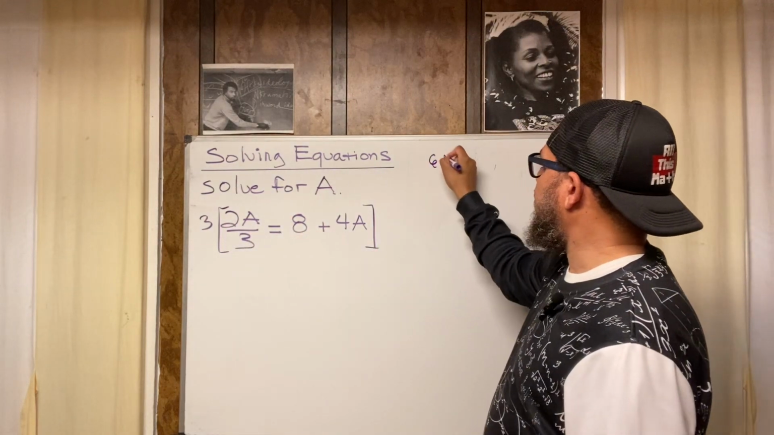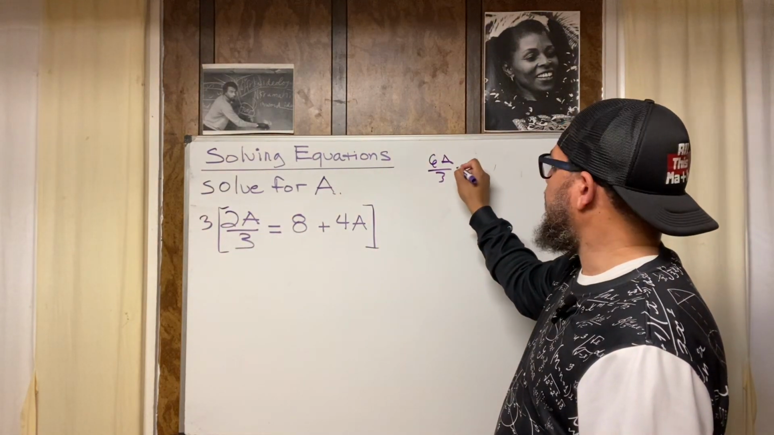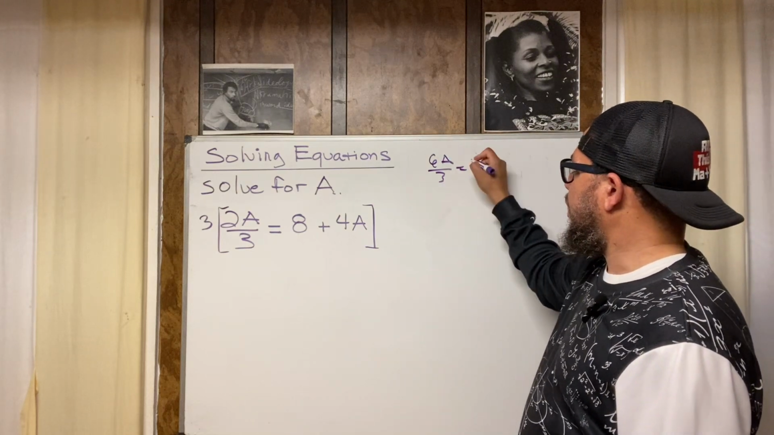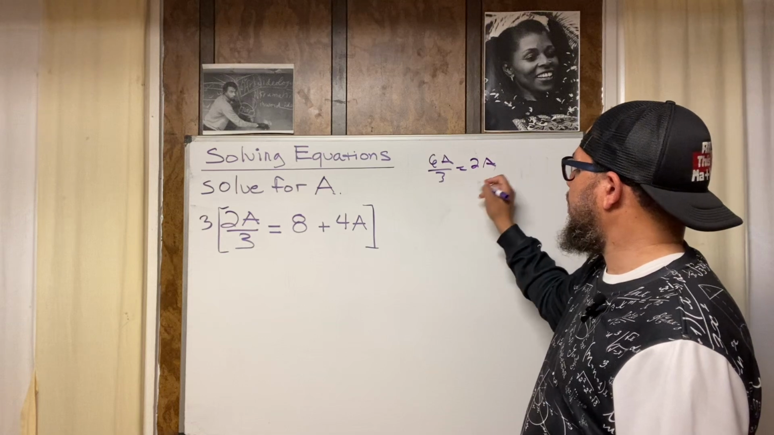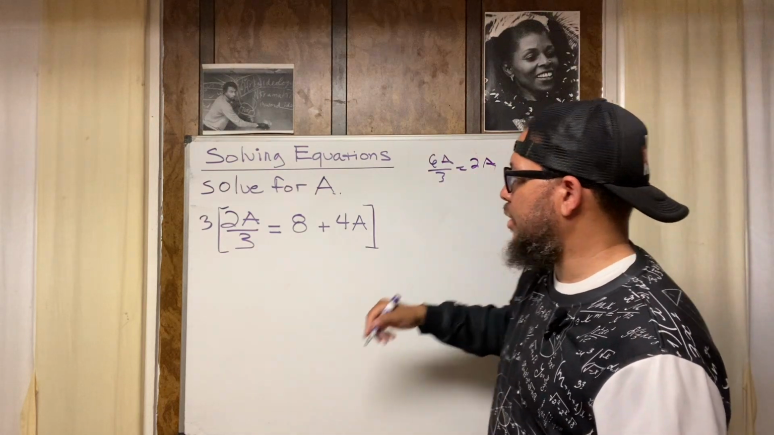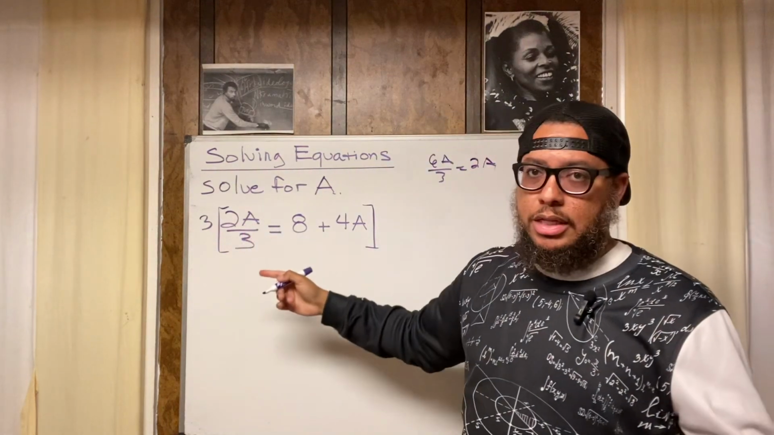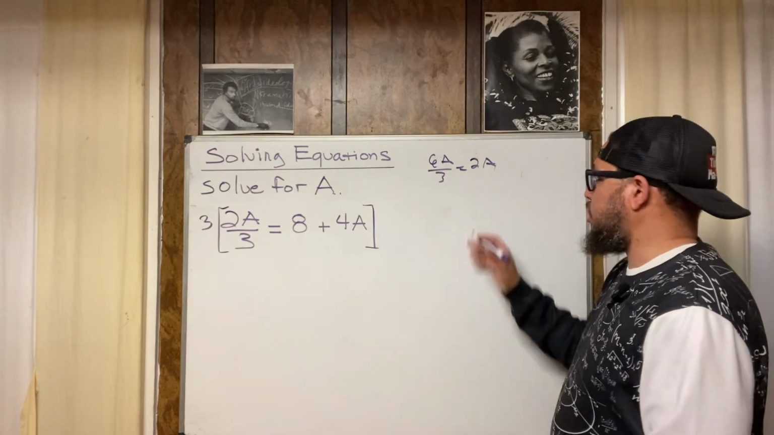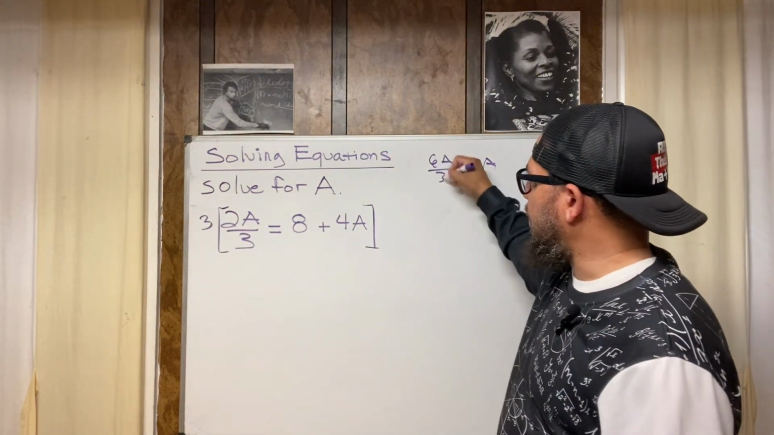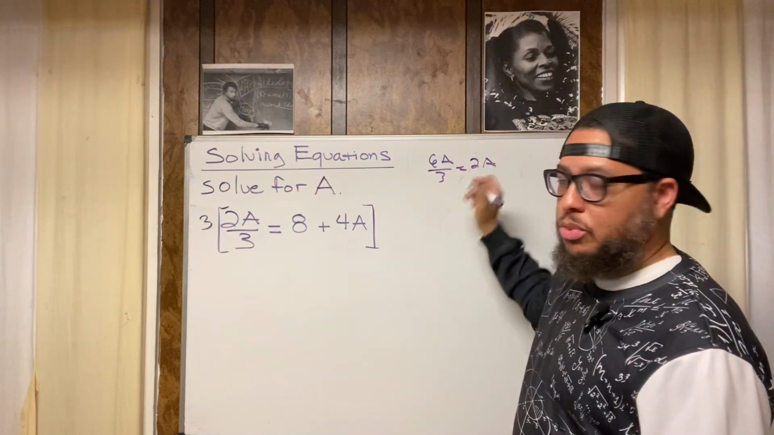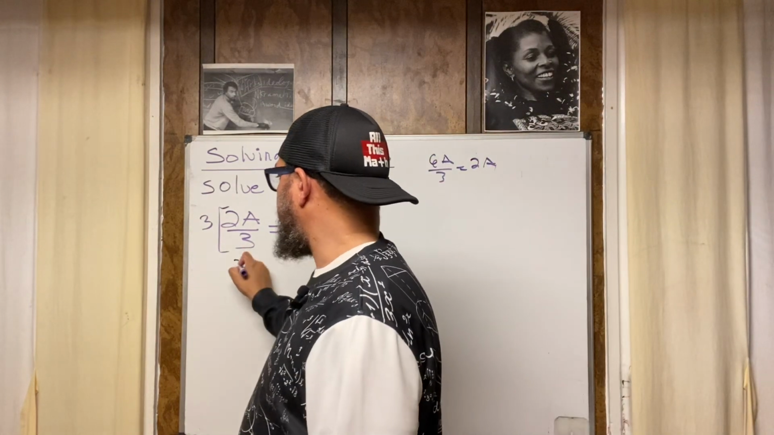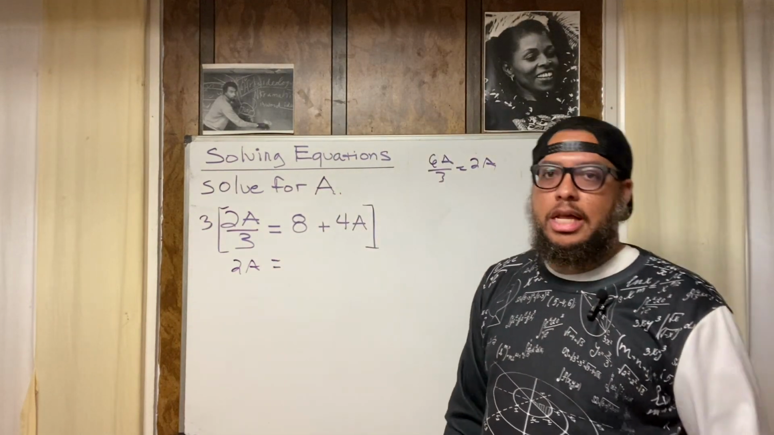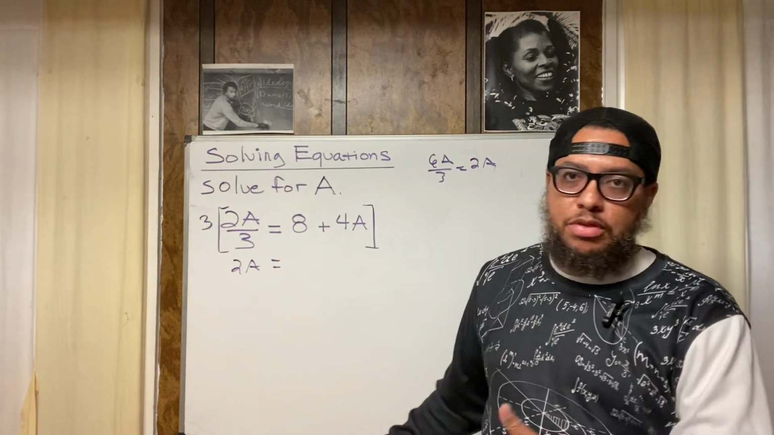And then what would 6a divided by 3 be equal to? What's 6 divided by 3? 2. And the a is still there. So 6a divided by 3 is 2a. Like I said, isn't that the same as just canceling out the 3's? If you do it the long way, you still get left with 2a because 6 divided by 3 is 2. That's why we're left with 2a. So now we're going to have 2a, and look at that. The fraction is gone. That was the whole purpose of us doing that.